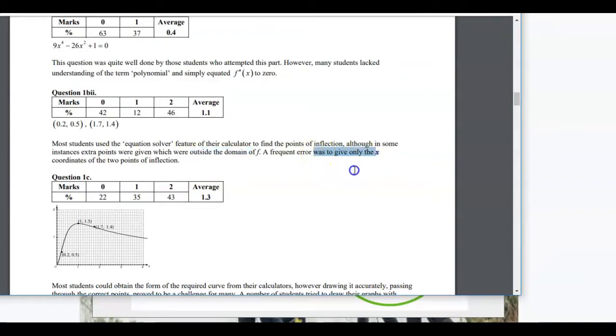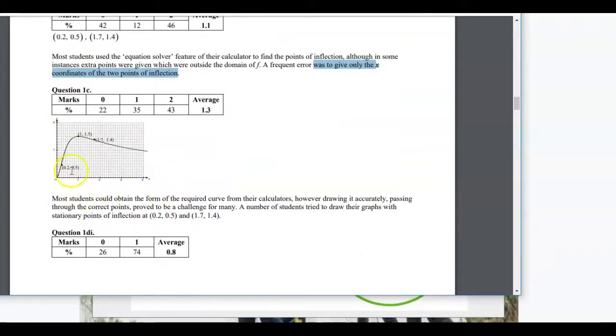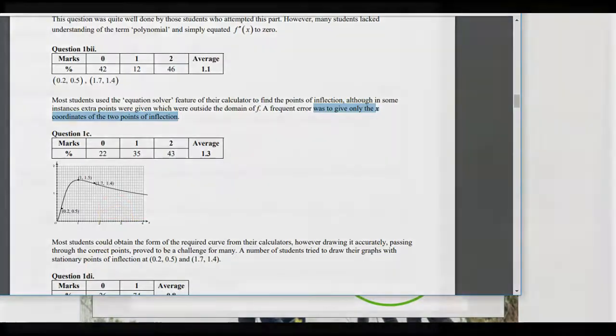And then the final point here is that you've got to state the full coordinates, including the y values. So the final graph looks something like this, and I'm hopeful that you were pretty successful with that. So on with the exercise for today, and as always, let me know if there are particular questions that you've struggled with. Otherwise, best of luck.